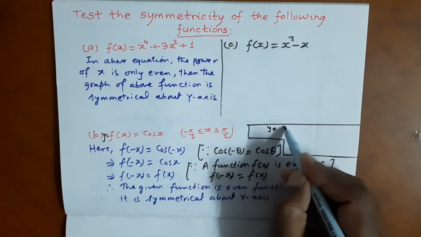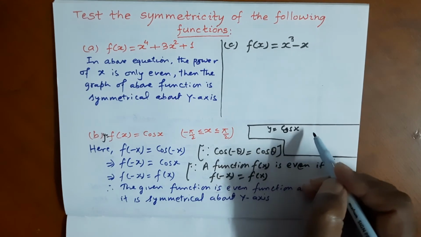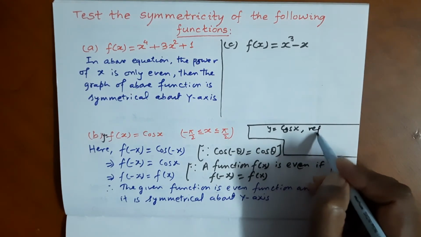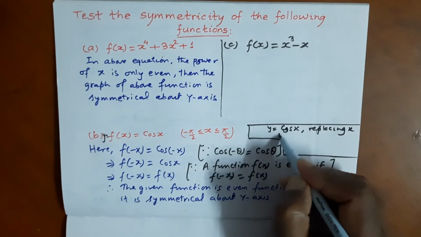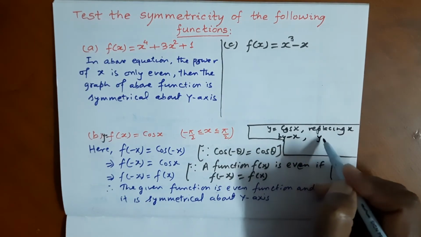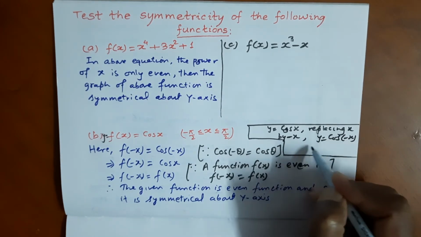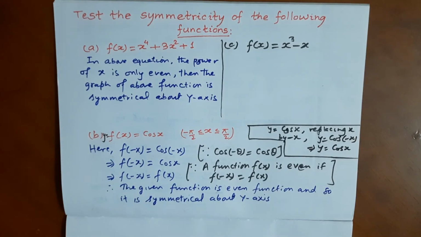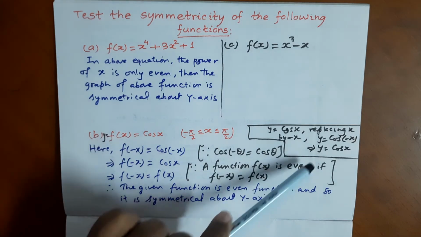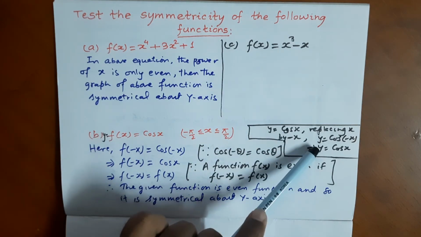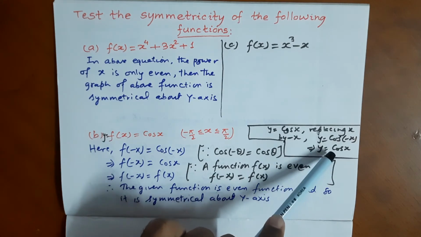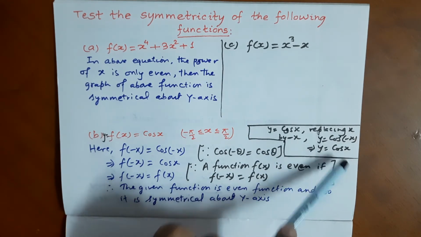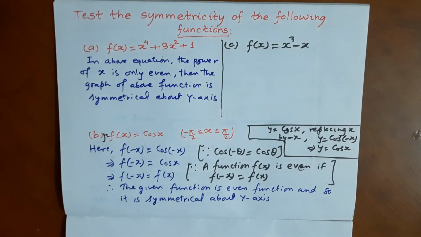We can also write that y equals cos x. And if we replace x by minus x, what we will get is y equals cos of minus x. Cos of minus x is cos x, so y equals cos x. Replacing x by minus x, the given curve remained unchanged. So it is symmetrical about the y-axis. This is another way of checking whether the given function is symmetrical about the y-axis or not.